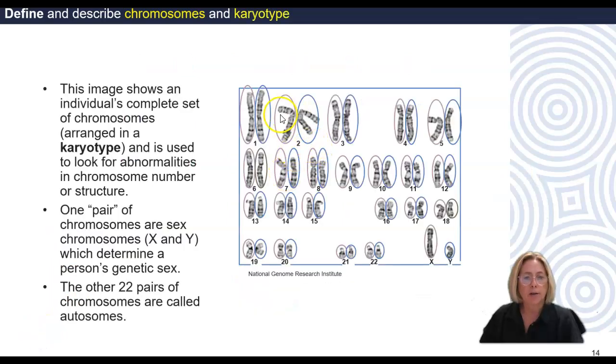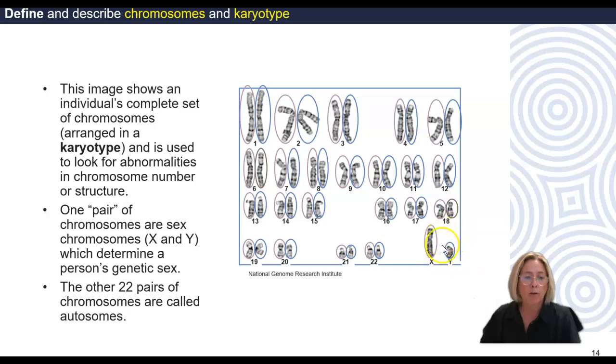So what you're looking at here are all of the homologous pairs of chromosomes from the largest down to the smallest here. And we've also got this pair of sex chromosomes here. So this image is just showing you an individual's complete set of chromosomes, and they're arranged into something that's known as a karyotype. And a karyotype is just a display of a person's chromosomes, and it's used to look for either abnormalities in chromosome number, or it might be in chromosome structure. So there might be deletions on some of these chromosomes or reassortment of genetic information.